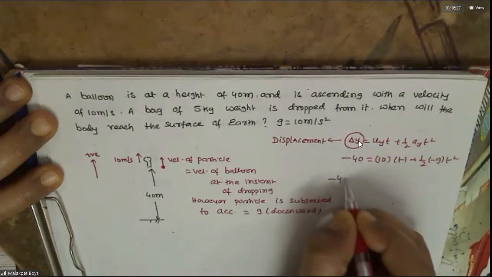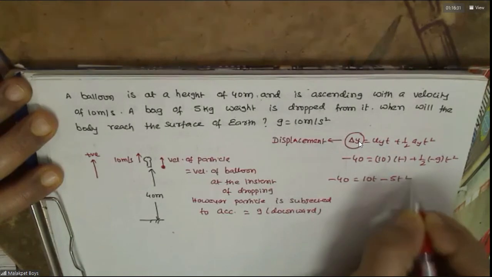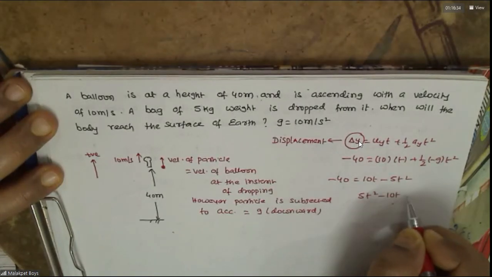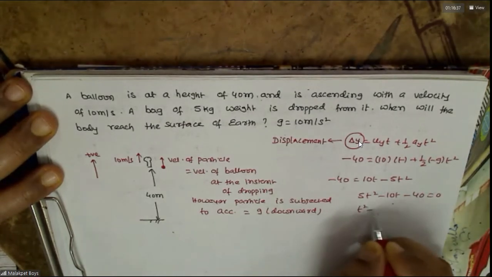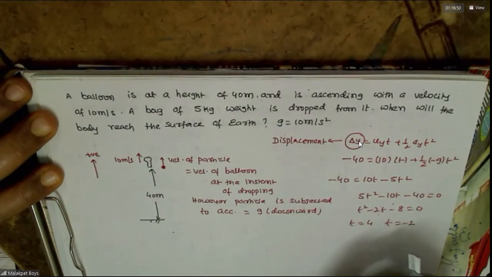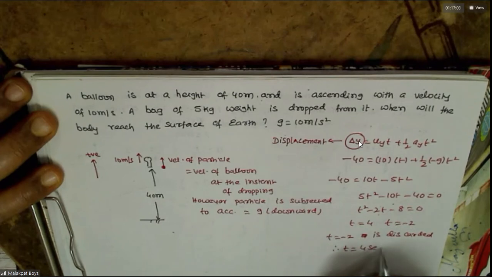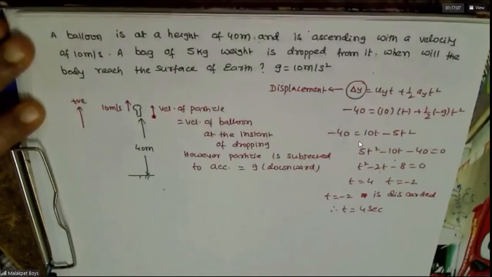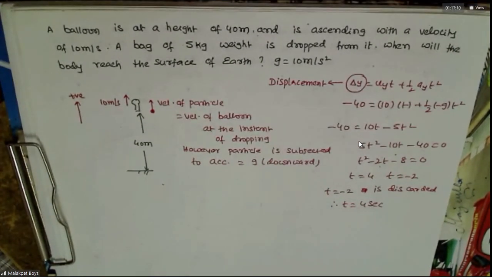t square. Minus 40 equals 10t minus 5t square. 5t square minus 10t minus 40 is 0. So t square minus 2t minus 8 is 0. If you factorize this, you'll get two roots. t equals 4 and t equals minus 2. So t equals minus 2 is discarded. Why? Because it is negative. Therefore, t equals 4 seconds. Understood this?